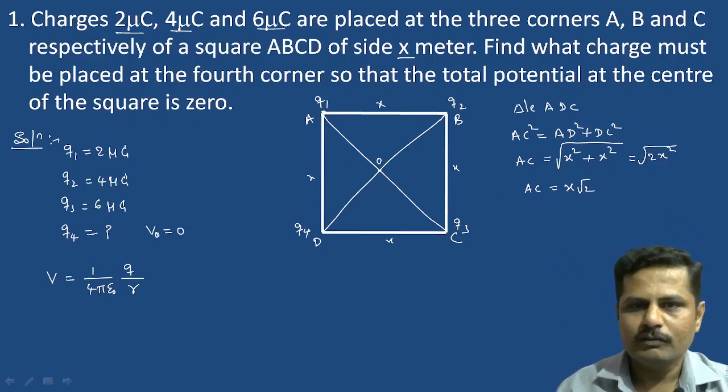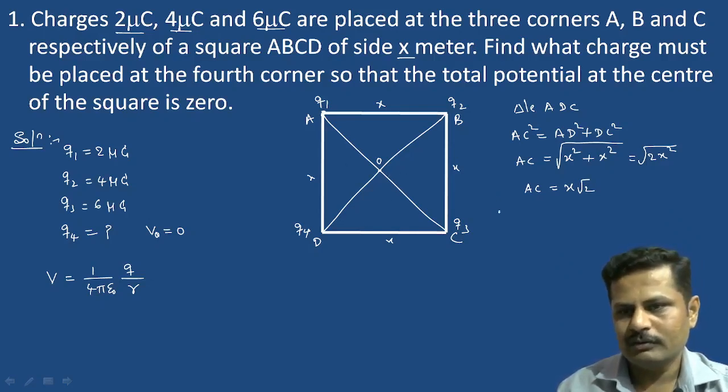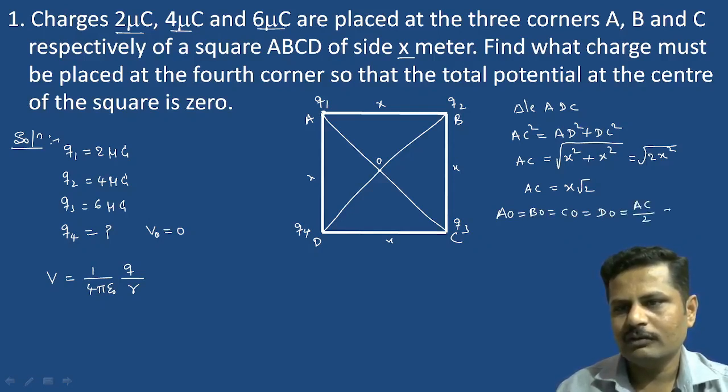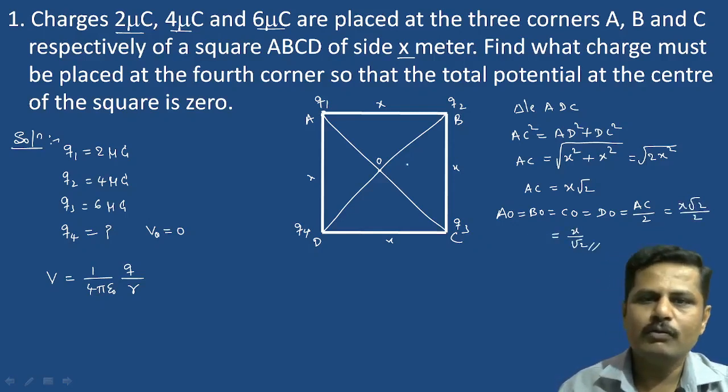But we need to have AO, BO, CO and DO. We know that AO equals BO equals CO equals DO, and this is equal to half of AC. So that is x root 2 divided by 2. This can be written as x divided by root 2. This is the value of AO, BO, CO and DO.